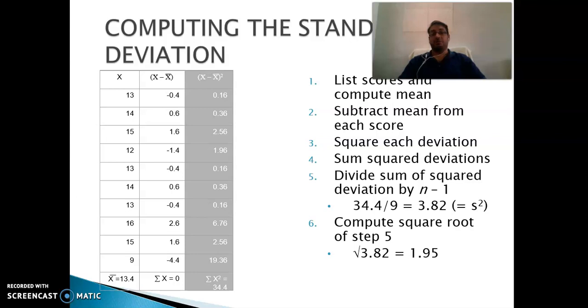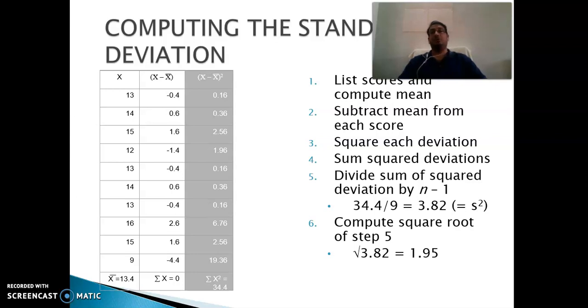Then the fifth step, divide the sum of squared deviations by n minus 1. So our sum of squared deviations, 34.4, divided by 9, because our sample size is 10, so n minus 1 is 9. Divided by 9, we have a score of 3.82.